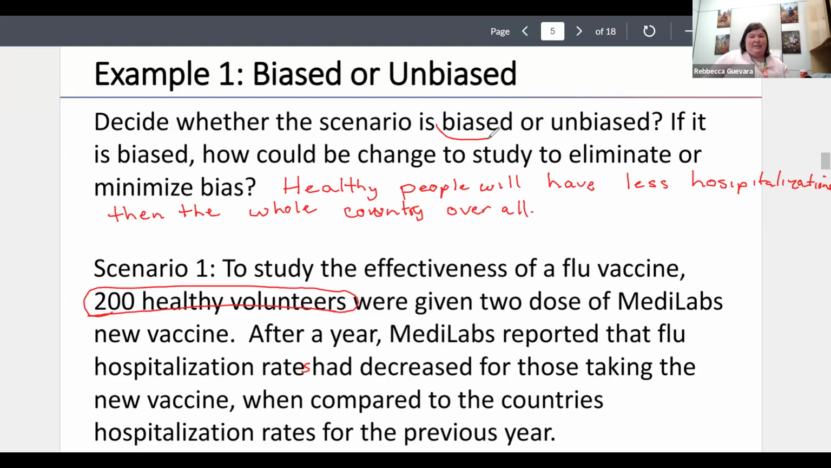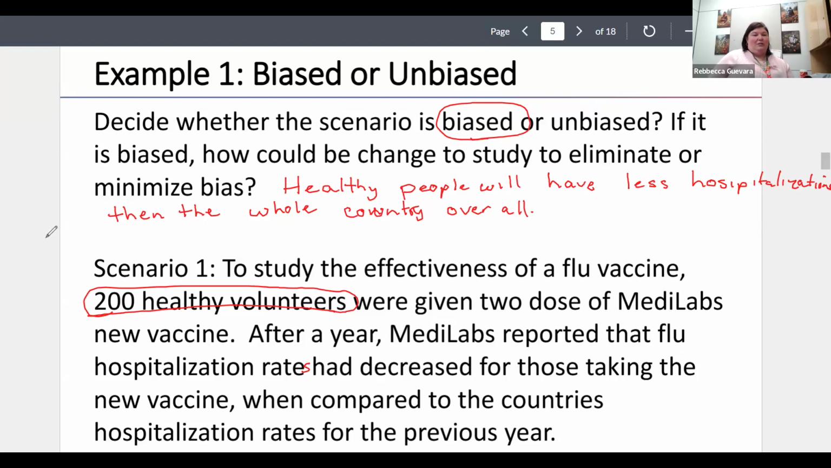So in this case, that data is biased. Because if you look at everybody in the entire country, you're going to have healthy people, but you're going to have immune compromised people. You're going to have people with health conditions that may interfere with a vaccine or may make you more likely to get sick with the flu. Like if this had people with emphysema, the flu is going to hit those people harder than it does the healthy people. So when I look at just healthy people, it's biasing my data.